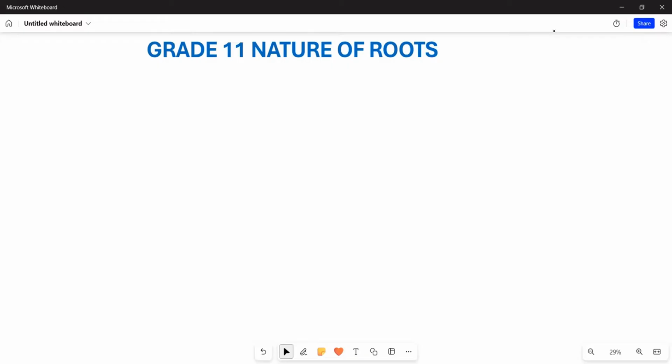Look, what we are looking at today is the nature of roots. In order for us to really understand the nature of roots, we need to start here. How can we understand the phrase "nature of root" itself? It is important to take note that the word "nature" refers to the character of numbers.